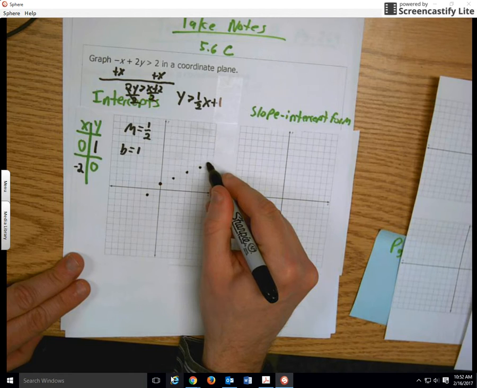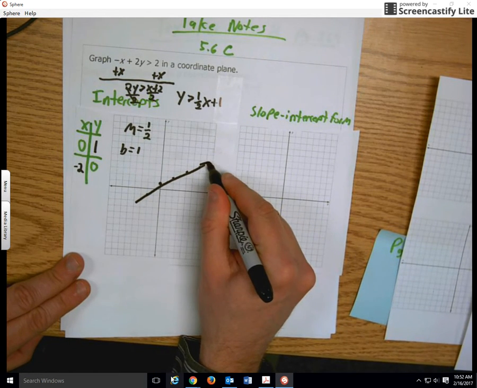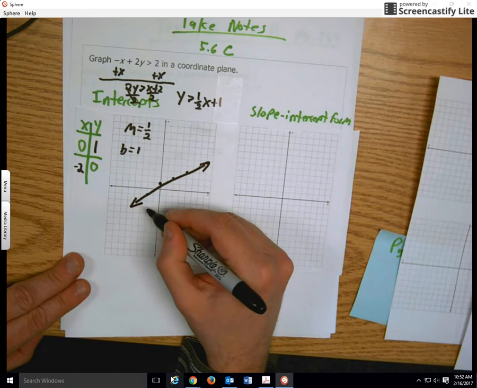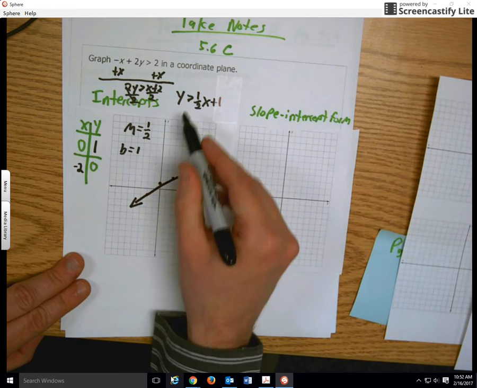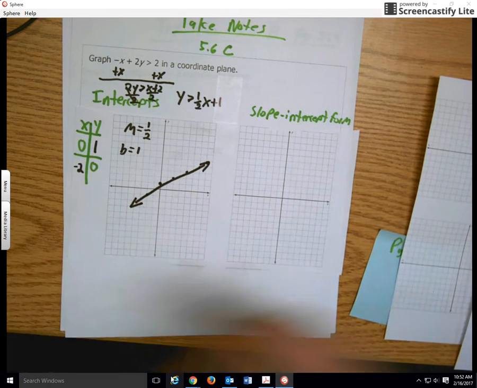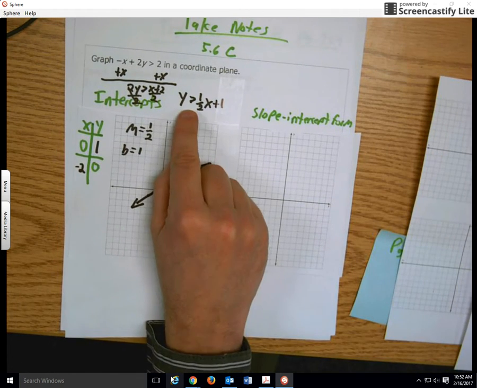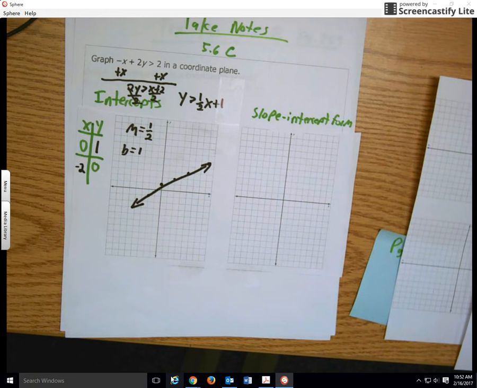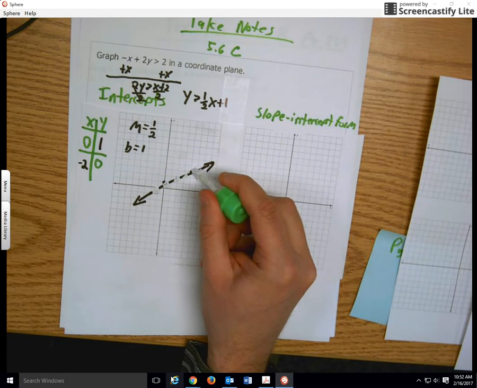All right, let's draw our line here. There we go. Okay, and I did this correctly because the inequality is greater than, meaning, oh no, I did it incorrectly. It should have been a jagged line. So I'll have to fix that real quick. Because the inequality is greater than, it's not greater than or equal to, so the line should be jagged. All right.